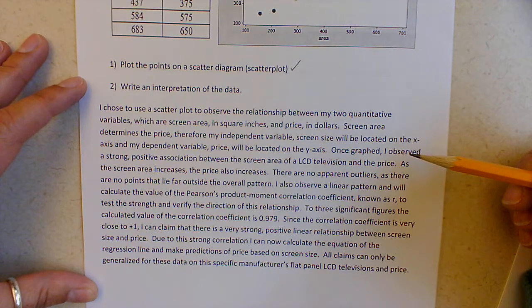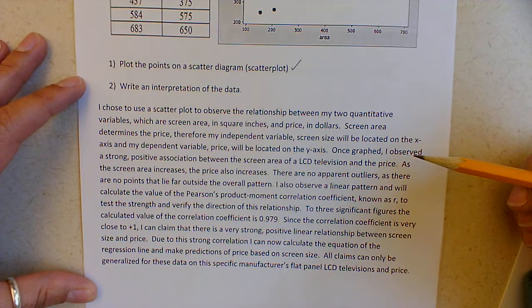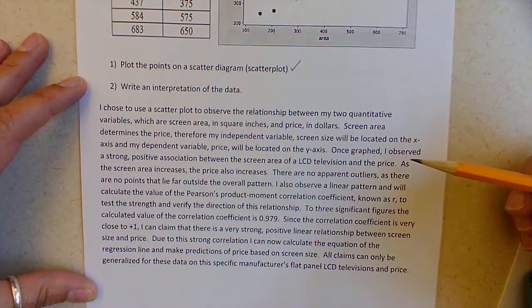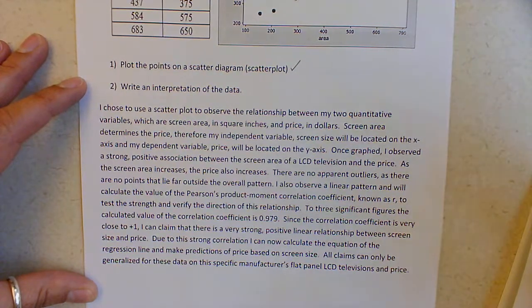Due to the strong correlation, I can now calculate the equation of the regression line and make predictions of price based on screen size. All claims can only be generalized for these data on the specific manufacturer's flat panel LCD televisions and price. So you can use this setup and you can input where your variables are and how you see your patterns developing. What do I mean by that?